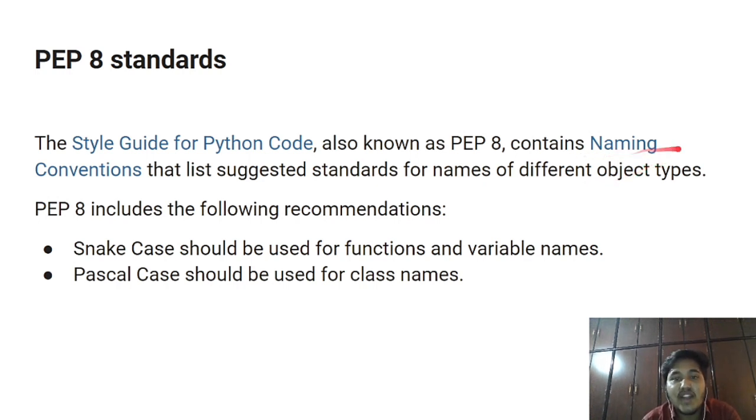It contains naming conventions and suggested standards for different object types. The PEP 8 guidelines include the following recommendations. See guys, this is one important recommendation from PEP 8: snake case should be used for function and variable names, and Pascal case should be used for class names in Python. While you are declaring functions and variable names, you should use snake case. It is not mandatory, but if you use it, it is very good programming practice. While you are declaring class names, you should use Pascal case. Is this clear?